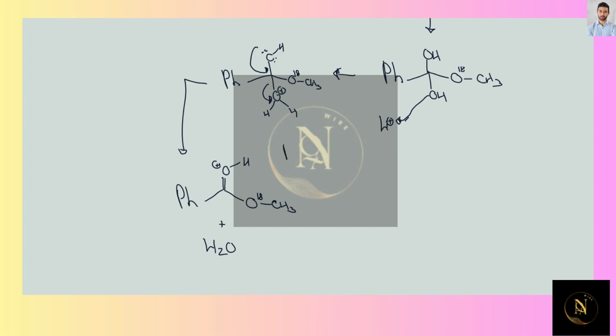And finally, another base. It can be either the solvent or whatever we have in our environment is going to take away the final proton to give our final answer. So the products in this case are going to be the marked ester. Remember that phenyl is standard for the phenyl group over here. And the water is going to be one of the byproducts that is not going to be marked.